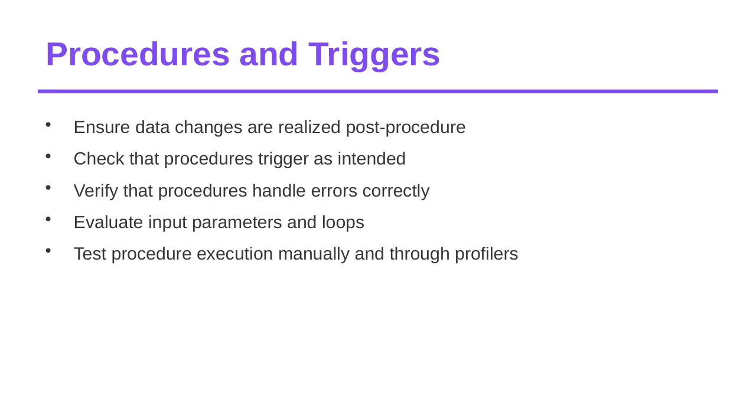When working with procedures and triggers, it's important to confirm that any data changes they are supposed to make actually happen after the procedure runs. This means checking that procedures activate as expected when certain events occur, and that they respond properly if something goes wrong, like handling errors without crashing the system. You'll also want to carefully review the input parameters to ensure they're valid, and see how loops inside the procedures behave, making sure they don't cause infinite cycles or miss critical steps.